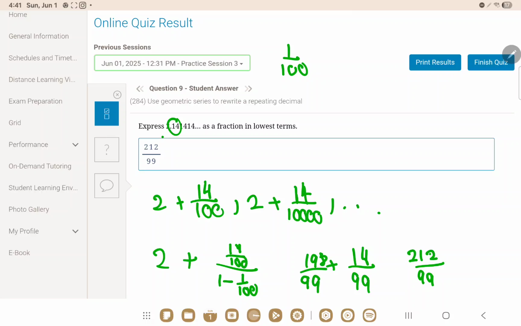Now to check if it's the simplest form, or lowest terms, on your calculator, you just put the number 212 over 99 on your calculator and press equal. If it gives you the same number, then that's lowest terms. If it gives you a different number, then you could have simplified more and should put that answer instead. Again, only do this if you have a written part.